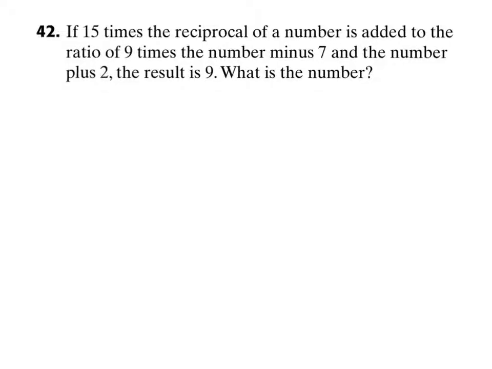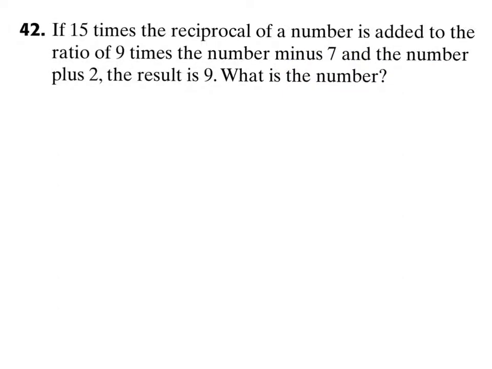Okay, so very testable. If 15 times the reciprocal of a number is added to the ratio of 9 times the number minus 7 and the number plus 2, the result is 9. What's the number? So you just want to go really slow and start out with something simple. They're saying what's the number? Well, why don't I call the number x. Let the number be x and then go through the rest of the translation.